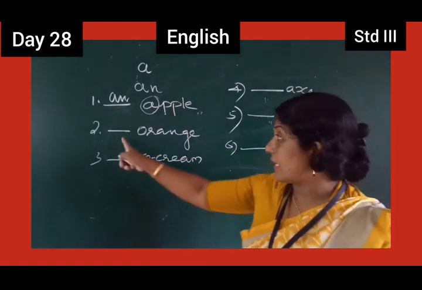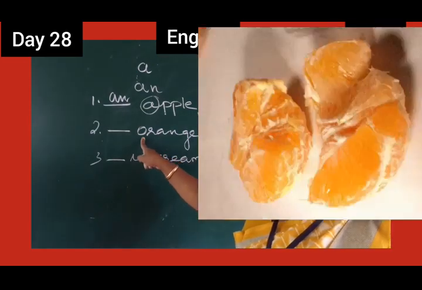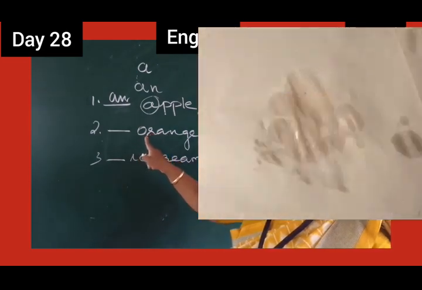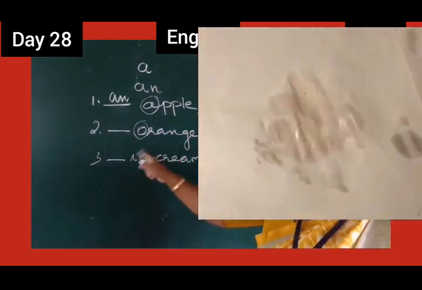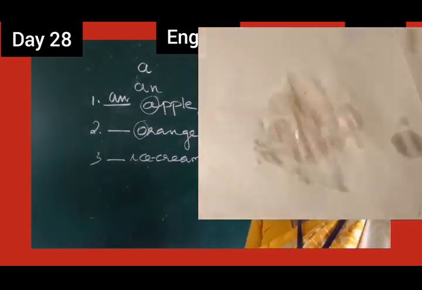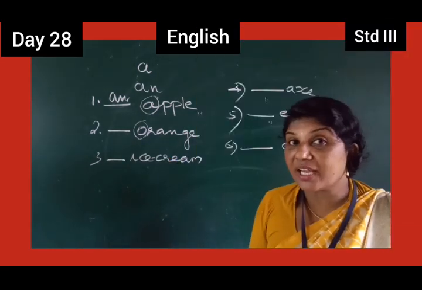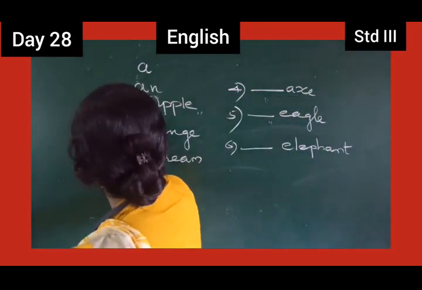Right? The next one, dash orange. Here the first letter is O. Orange. The first letter is O. So here, is it a vowel or consonant, children? We know that O is a vowel. So you should write there an orange.